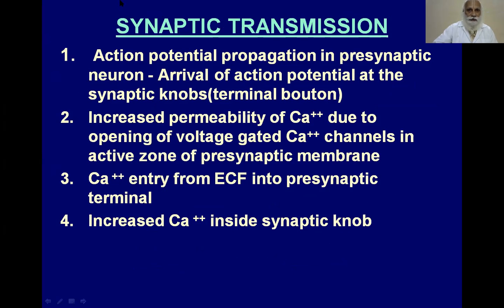Now, synaptic transmission: the action potential propagates along the presynaptic neuron axon and comes to the synaptic knob. When it arrives, the voltage-gated calcium channels open, so permeability to calcium is increased at the active zone of the presynaptic membrane. Calcium enters from the extracellular fluid into the presynaptic terminal, from outside to inside. Then the calcium concentration increases in the synaptic knob.